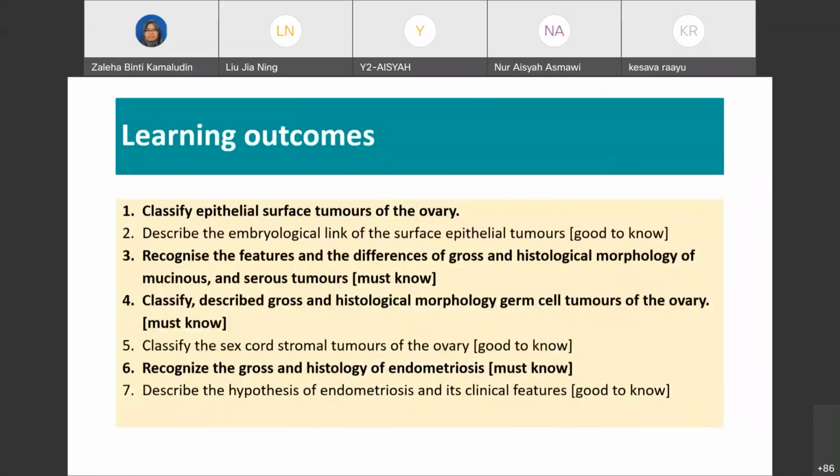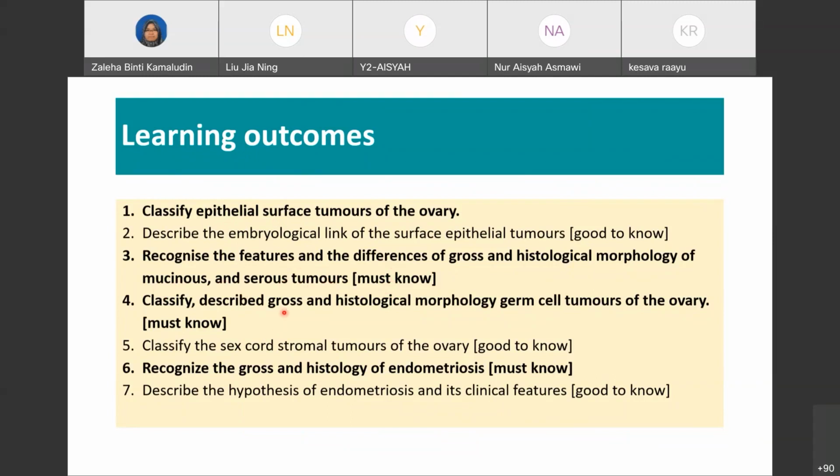So this is the learning outcome for the ovarian tumor. There is actually a lot of things that you need to cover, but the most important thing that you need to know by the end of the lecture is how to classify the ovarian tumor. The ovarian tumor can be divided based on its origin, either epithelial or germ cell in origin. For the embryological link, this is good to know, but then you have to recognize the features and the differences of the gross and histomorphological of at least mucinous and serous tumor. At least these two you need to know more details, all right?